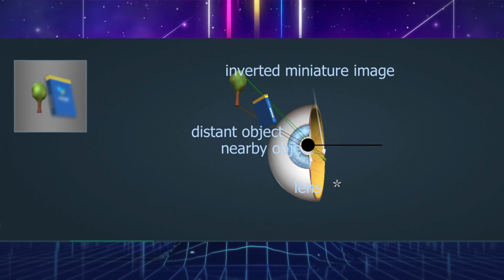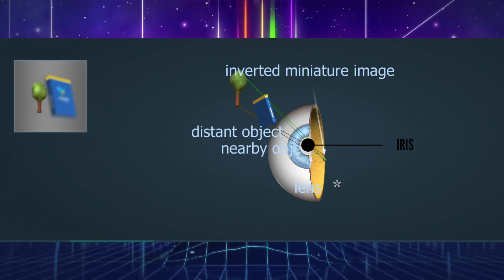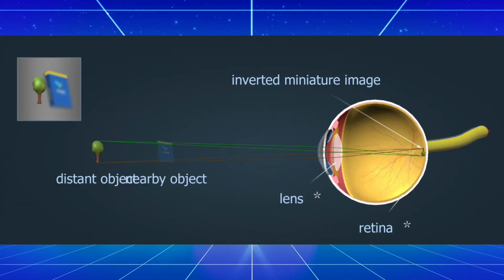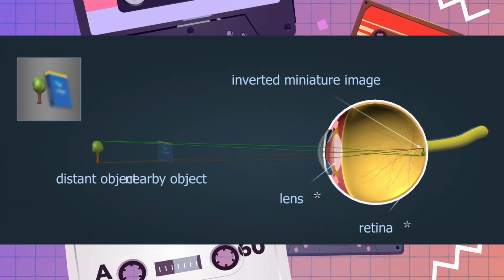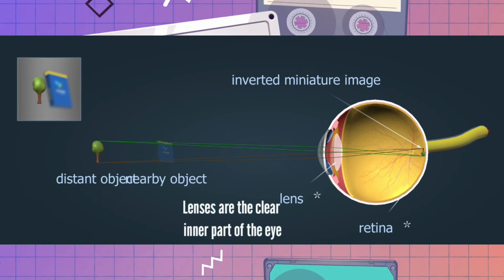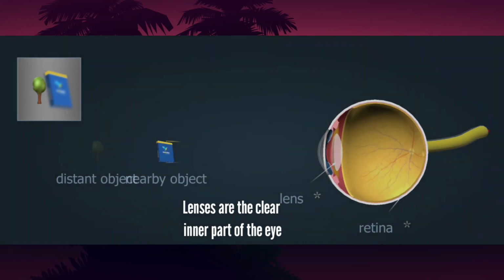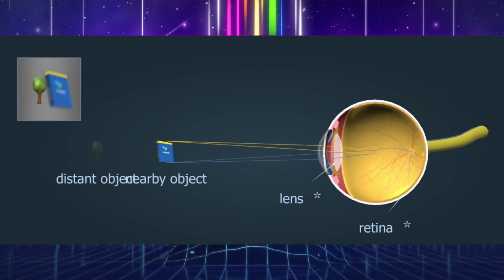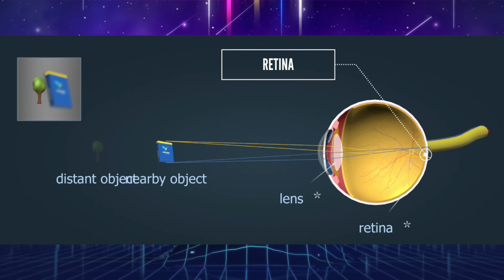The iris, the colored part of the eye, controls how much light the pupil lets in. Next, light passes through the lens, a clear inner part of the eye. The lens works together with the cornea to focus light correctly on the retina.